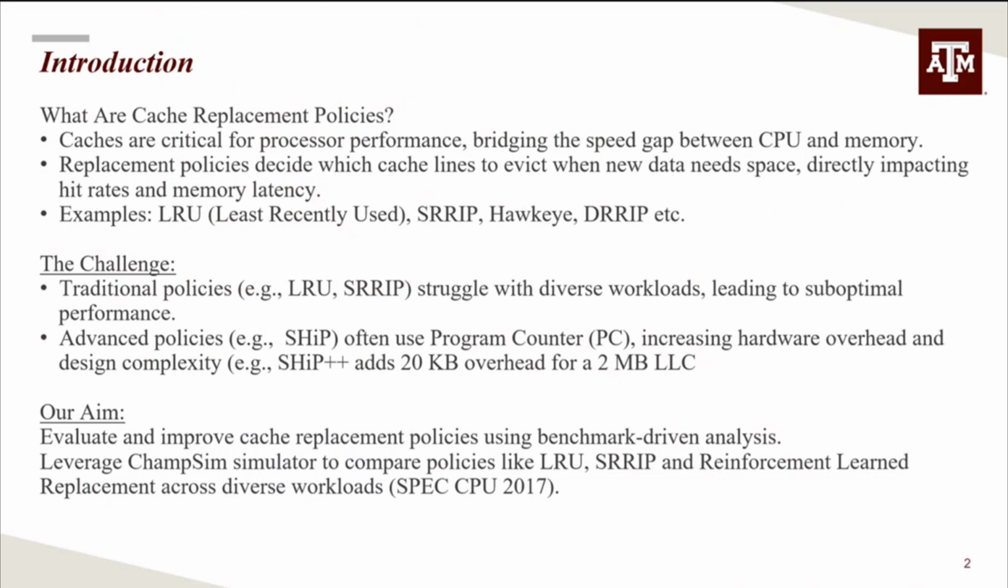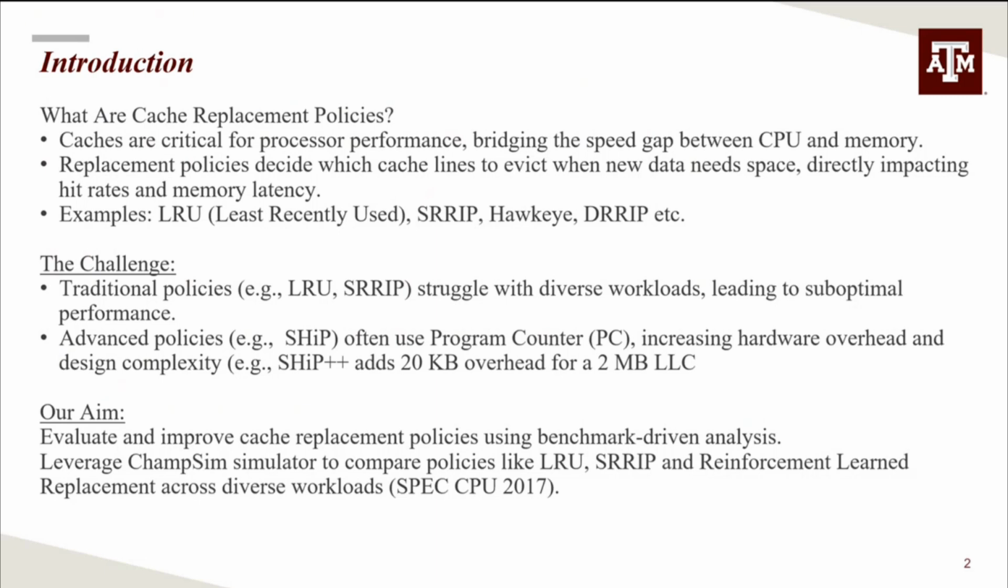So, caches play a major role in bridging the speed gap between processors and memory. But whenever a cache is full and a new block needs to be loaded, we need to decide which existing block to evict. This decision is handled by what's called a cache replacement policy. Traditional policies like LRU and SRRIP rely on simple heuristics like recency of accesses or re-reference intervals, but they do not always perform well across different types of workloads.